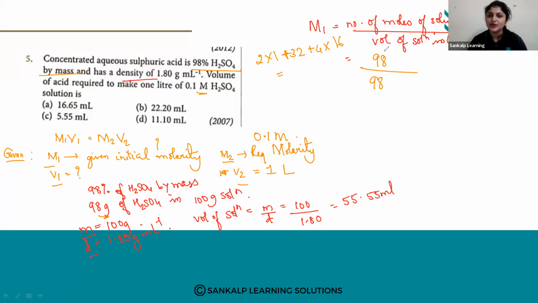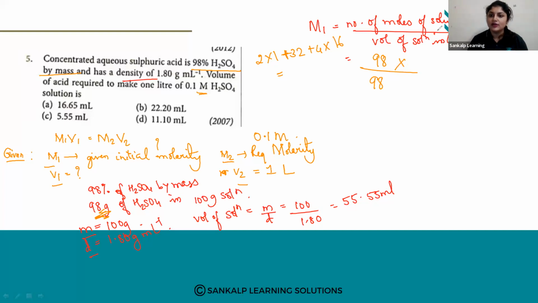So how do we substitute this? Number of moles of solute is nothing but given weight divided by molecular weight. So we write that the given weight is 98, and the molecular weight is also 98. Now into what is the volume? Volume is 55.